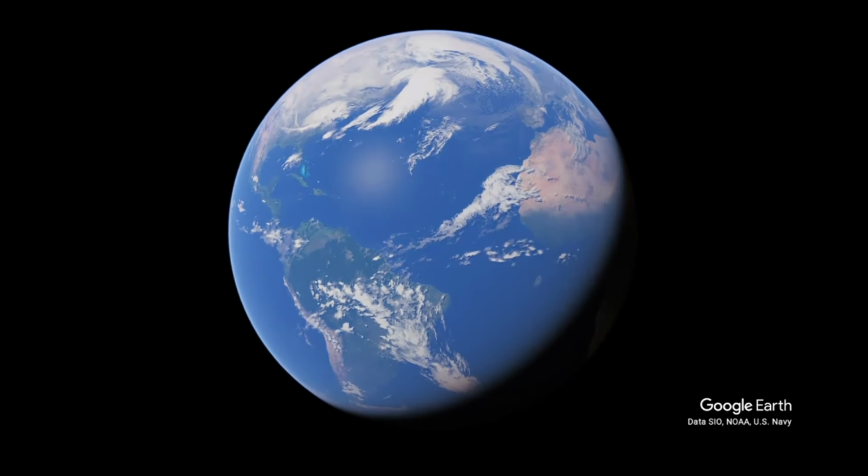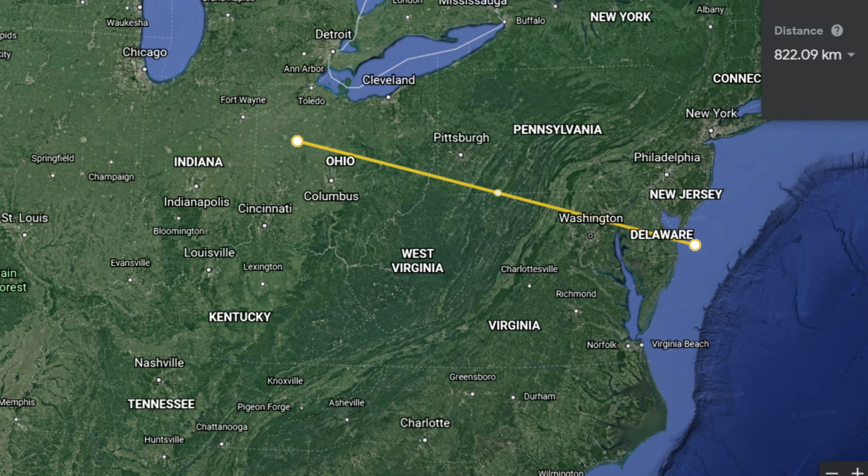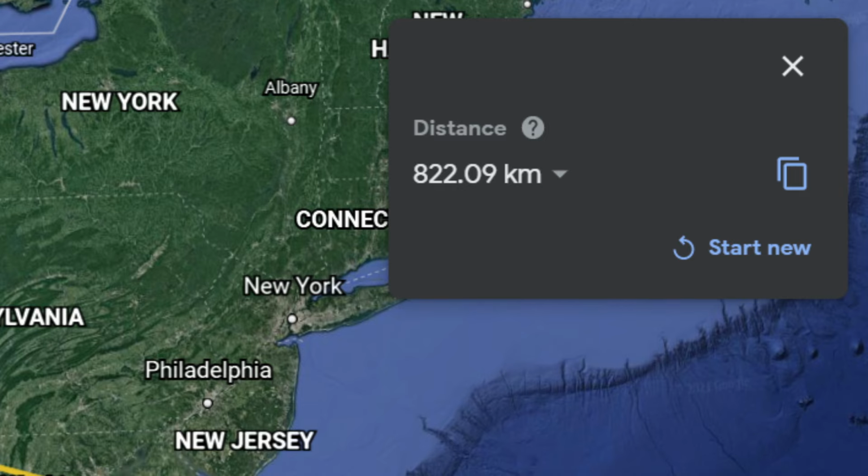And wait, let's rewind for a second. See what they're full of? They're full of these fossils and coral. It's full of sea life, but I found it here in Ohio in the middle of this giant continent, 800 kilometers away from any ocean. So how did it get here? Well, that's what I want to find out.